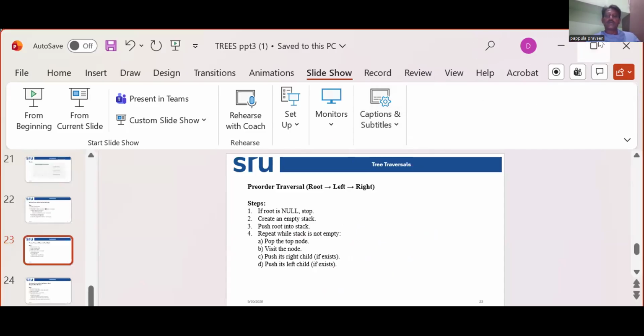Okay, this is about the binary search tree traversal techniques.